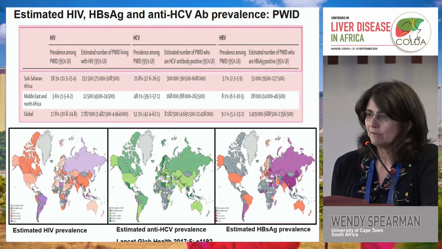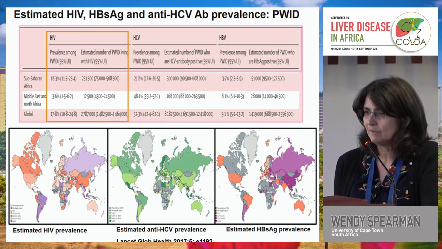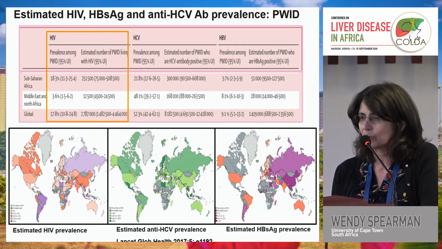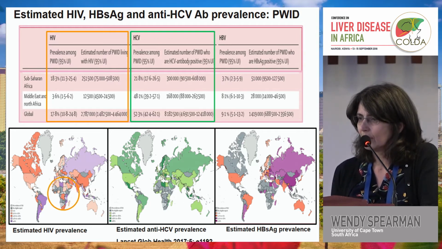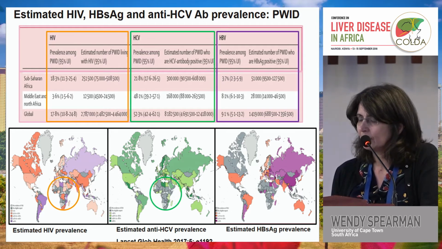So we look at the prevalence of HIV, surface antigen and antibody C prevalence. In HIV, in sub-Saharan Africa, the prevalence is 18.3%. In Middle East, North Africa, 36%. And this compares to a global prevalence of 27%. If we look at hepatitis C, the prevalence in sub-Saharan Africa is 21.8%, 48% in the Middle East, and 52% globally. And for hepatitis B, 3.7% in sub-Saharan Africa, 8% in the Middle East, and 9% globally.